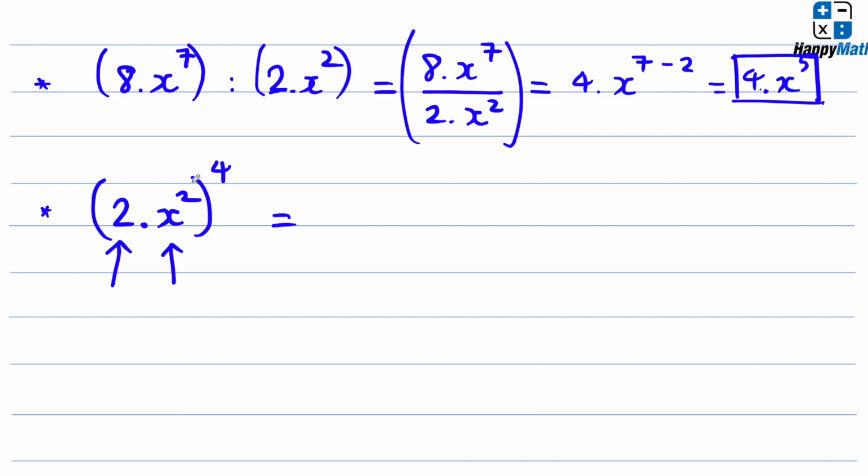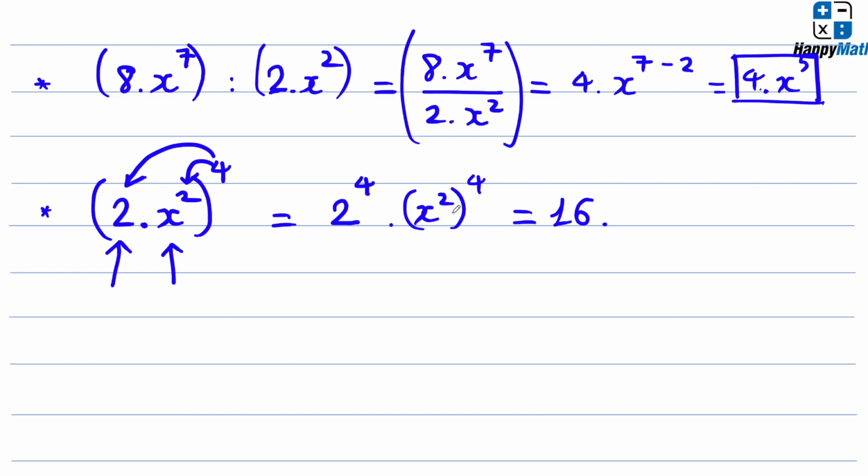So I want to expand this bracket. I have to apply the 4 to the first one and then to the second one. Okay, look at it like this: 2 to the power 4, and x squared also has to be to the power 4. So the first one you will get 16, and the second one, I think you remember this form.